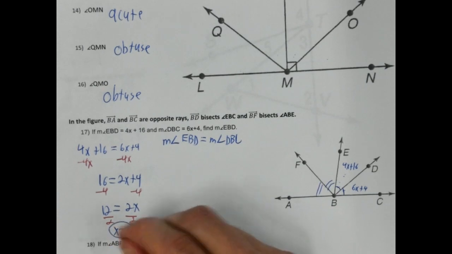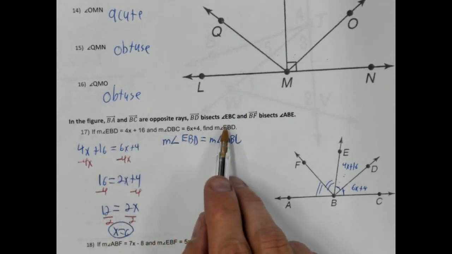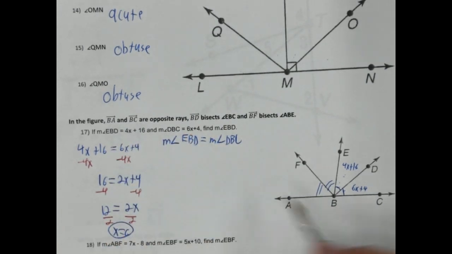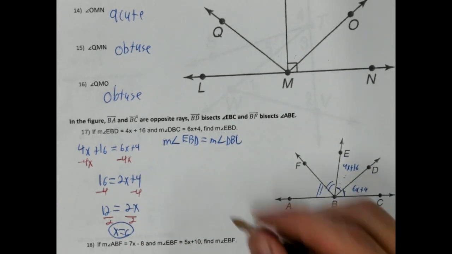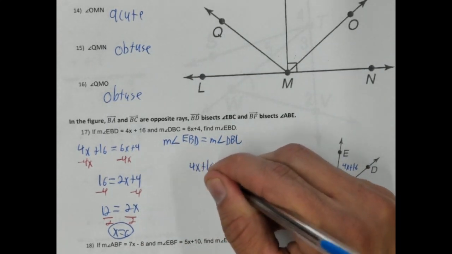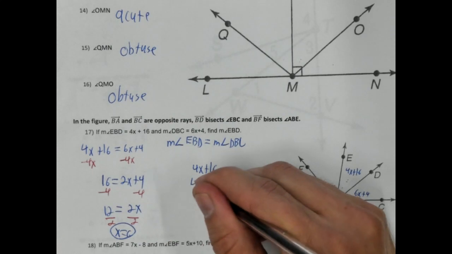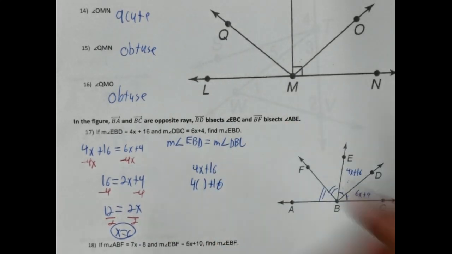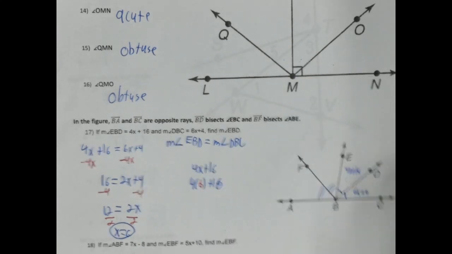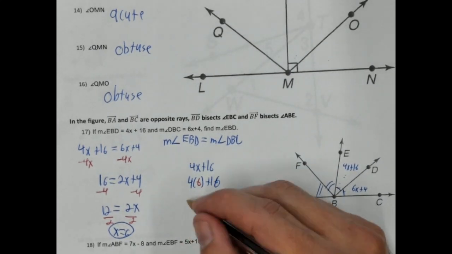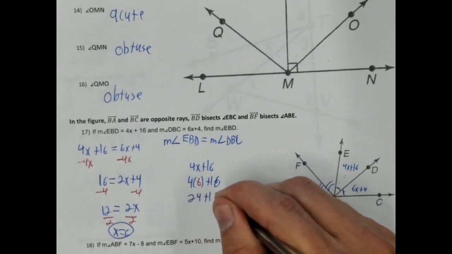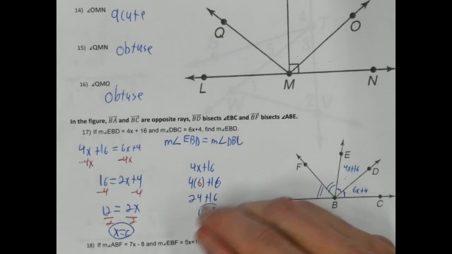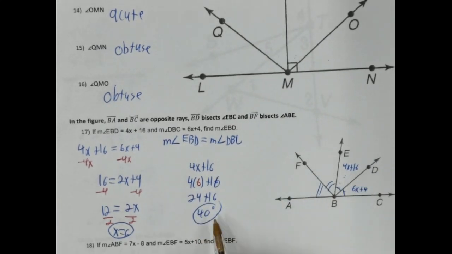Okay? But is that it? No, we have to find EBD. So we have to plug this in. So EBD is here. So 4x plus 16. We're going to plug in 6 for our x value. So 6 is going to go here. Let's follow our order of operations. So we're going to multiply first. So 4 times 6 is 24, plus 16 is 40. So 40 degrees, and that's the solution there.